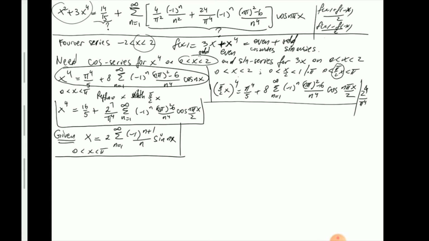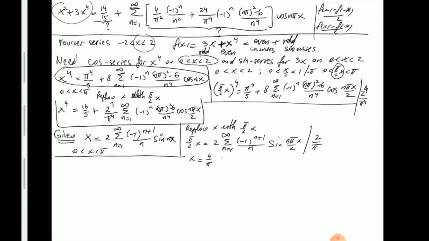So the same thing, right? I'm going to replace x with pi over 2 times x in this series. So that's going to be pi over 2 times x equals 2 times the summation from 1 to infinity of minus 1 to the n plus 1 over n sine n pi x over 2. I'm going to multiply by 2 over pi. I could have multiplied by 3 as well, but just to get x by itself. So x is going to be now 4 over pi, the summation from 1 to infinity of minus 1 to the n plus 1 over n sine n pi x over 2.